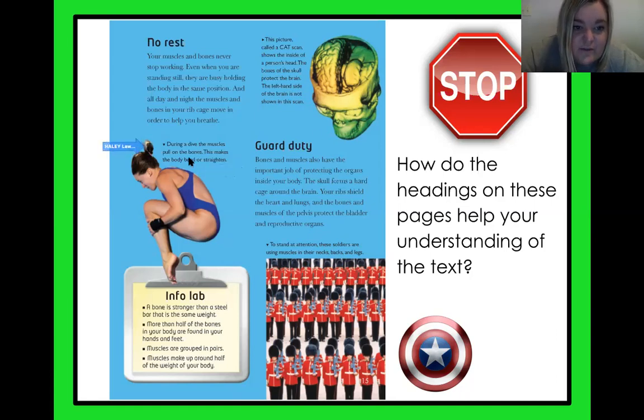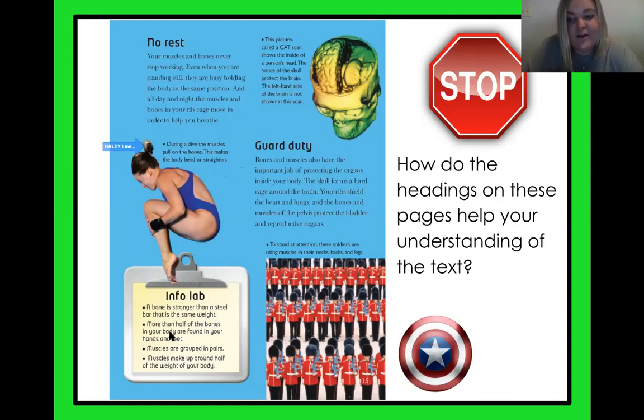During a dive, the muscles pull on the bones. This makes the body bend or straighten. Info lab. A bone is stronger than a steel bar that is the same weight. More than half of the bones in your body are found in your hands and feet. Muscles are grouped in pairs. Muscles make up about half of the weight of your body.